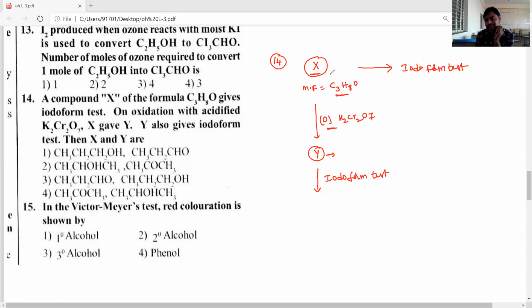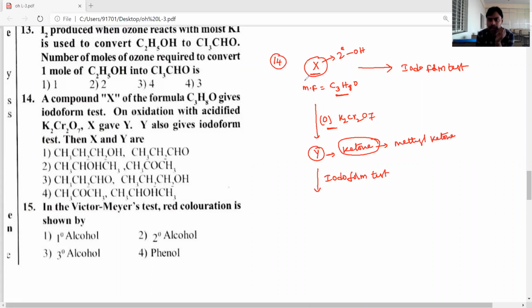X must be a secondary alcohol. Then only that secondary alcohol on oxidation with K2Cr2O7 produces a ketone. This Y should be a ketone. What type of ketone? Methyl ketone.